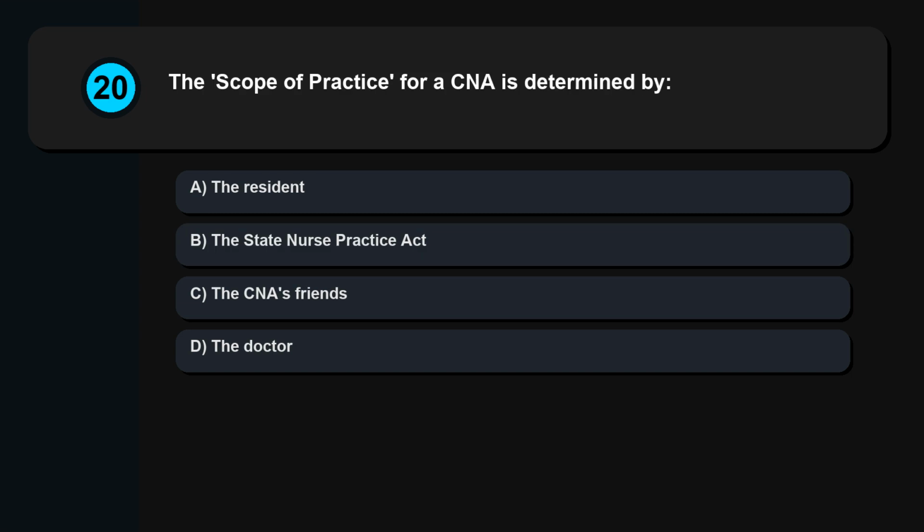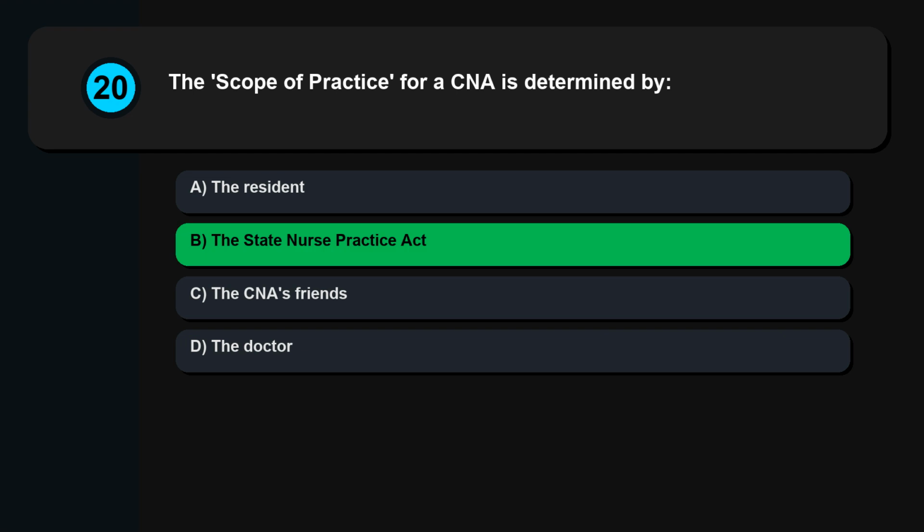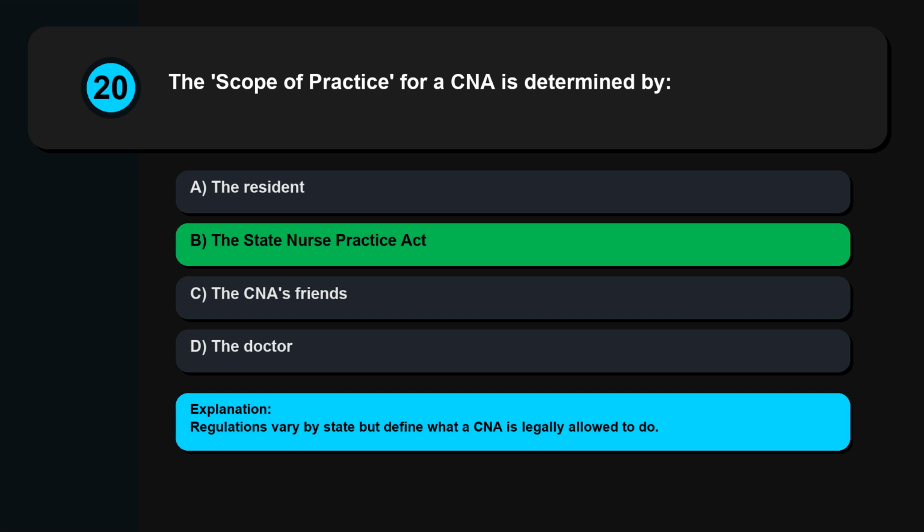Question 20. The scope of practice for a CNA is determined by the resident, the State Nurse Practice Act, the CNA's friends, the doctor. Regulations vary by state but define what a CNA is legally allowed to do.